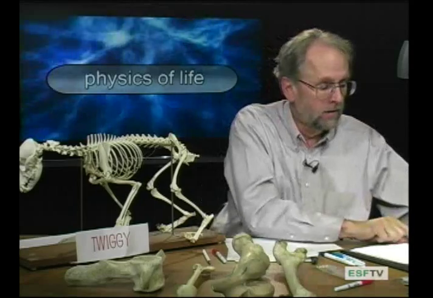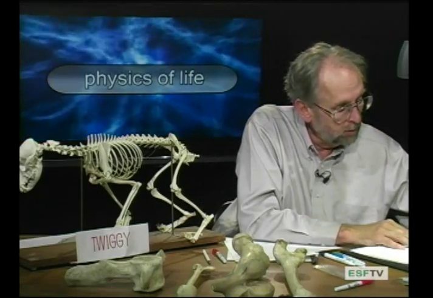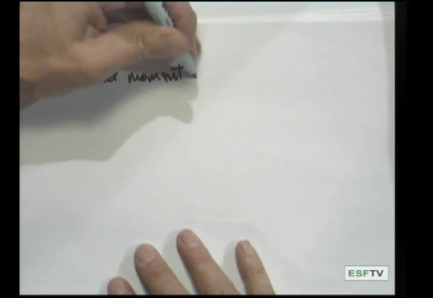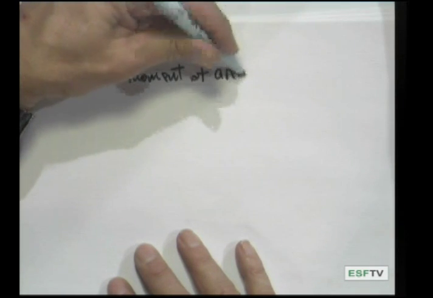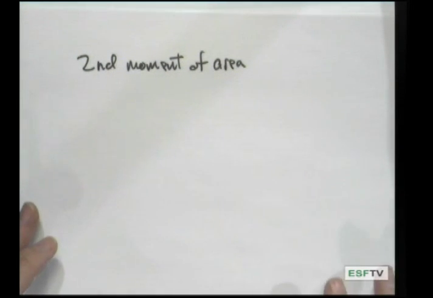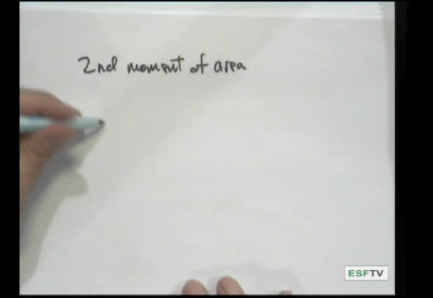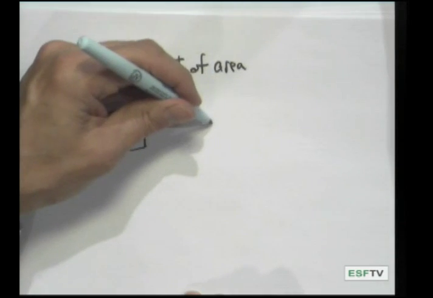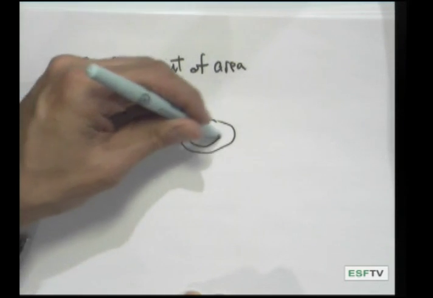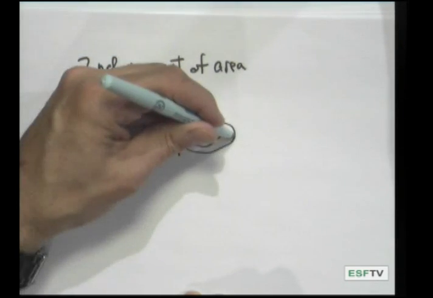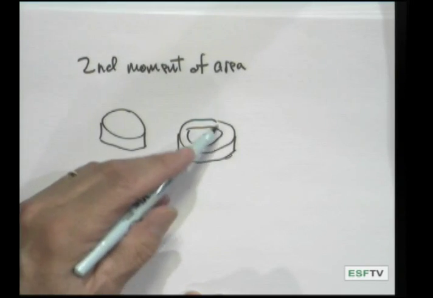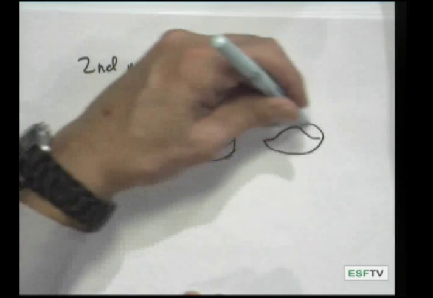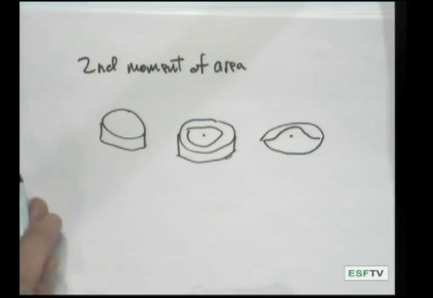Now, we've encountered this already in the concept of the second moment of area, and let's just briefly review that. The second moment of area is a measure of the distribution of strain-bearing material in an object, and let's compare 3 objects. Let's compare a disc, for example. Let's compare a flywheel that has most of its material distributed around to the outside. And let's compare a flying saucer with most of its mass distributed to the inside.